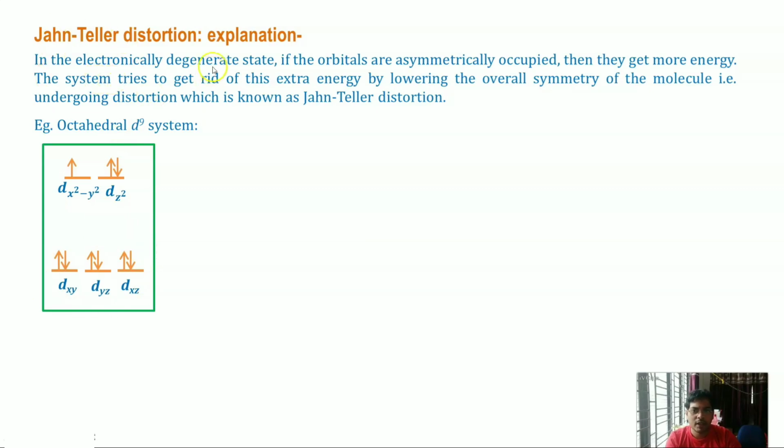In an electronically degenerate state, if orbitals are asymmetrically occupied, then they gain more energy. The system tries to get rid of this extra energy by lowering the overall symmetry of the molecule, that is, by undergoing distortion, which is known as Jahn distortion. That means if your degenerate orbitals are asymmetrically occupied, then this will be at a higher energy level, and the system lowers the symmetry by undergoing distortion. This distortion is known as Jahn distortion.